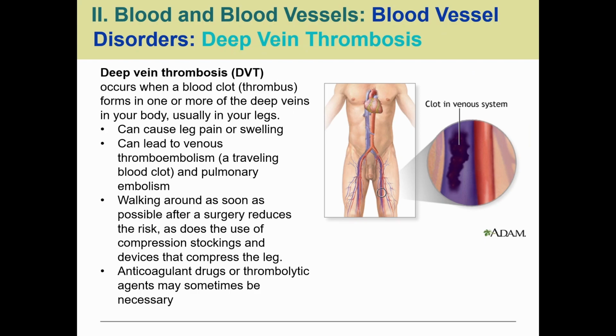Another thing that can occur is deep vein thrombosis. This is a blood clot that forms in a deep vein. Usually we're talking about in the legs. This causes pain, swelling. This also can lead to what we call a thromboembolism. Basically, the clot has dislodged itself and has now flowed through the cardiovascular system and then ends up in the lungs, where it causes a pulmonary embolism. So this is something that can be deadly.